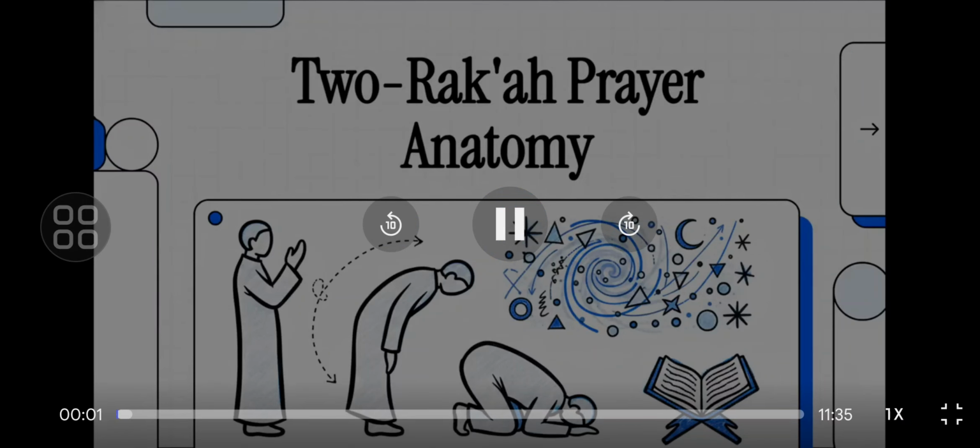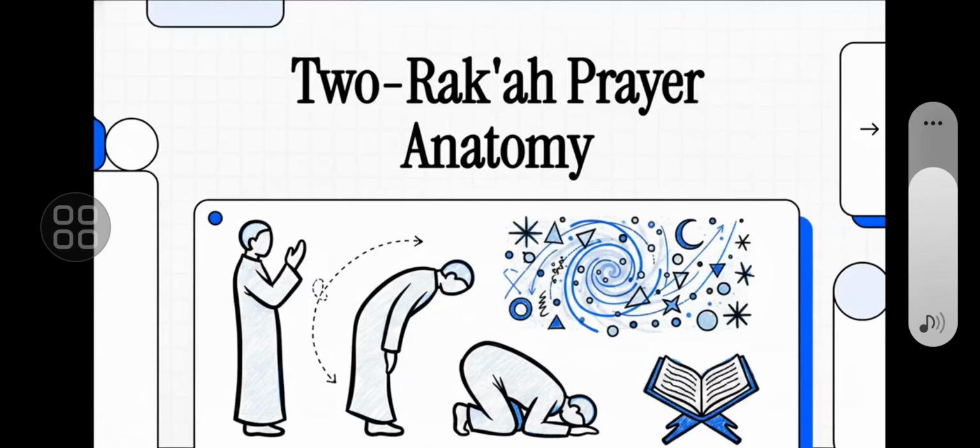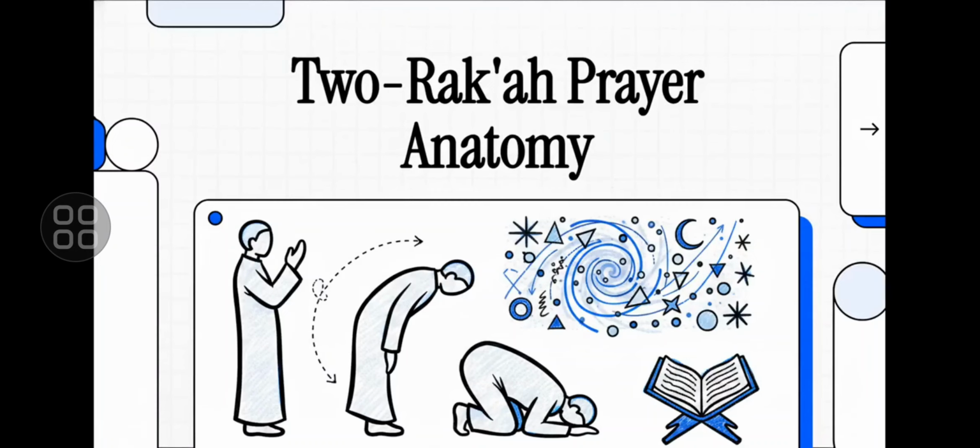Welcome to another explainer. Today, we're unpacking something incredibly fascinating, the Islamic ritual prayer. Specifically, we're zeroing in on the foundational Two-Rak'ah unit. Now, from the outside looking in, it might just seem like a standard everyday routine. But the reality? It's a profound, meticulously designed matrix of physical discipline, linguistic precision, and deep spiritual intent.